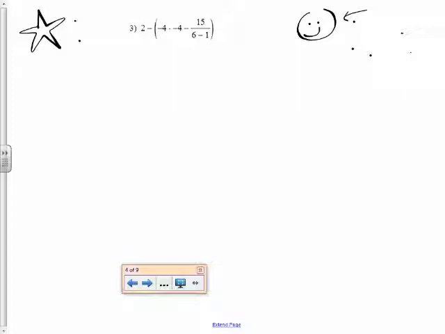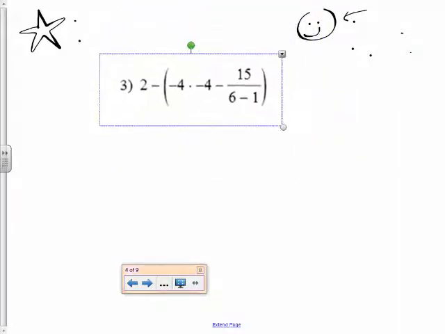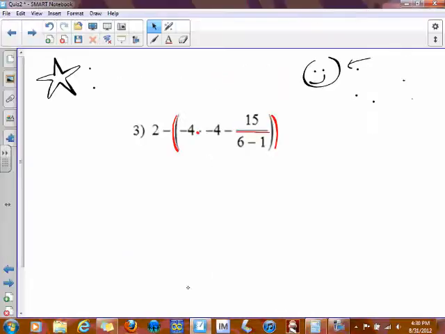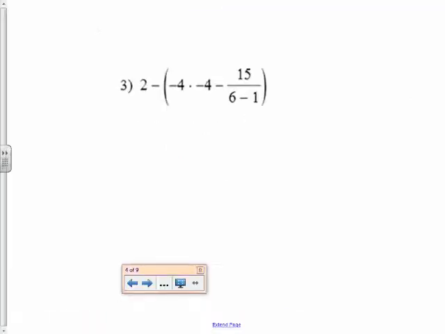PEMDAS works like this. And before I even start, let's take a good look at this problem. What have I got here? First of all, I see parentheses, so I know I'm going to have to play with that a little bit. There is multiplication. There is division. So all these things are going to come into play.